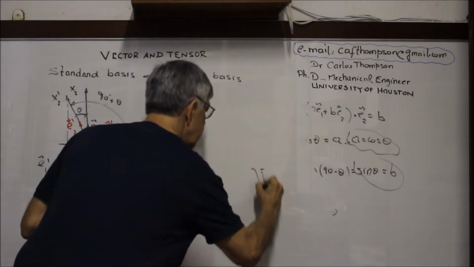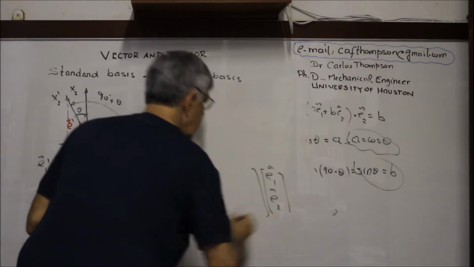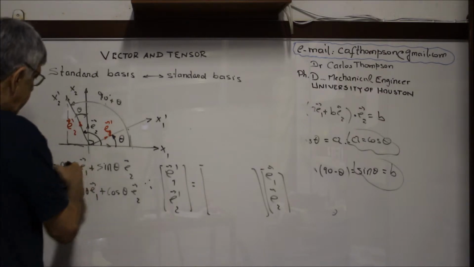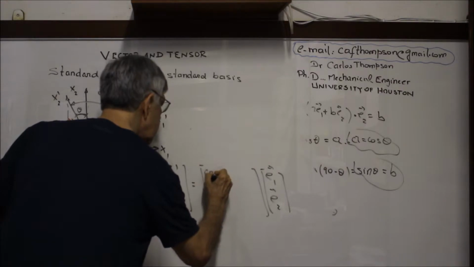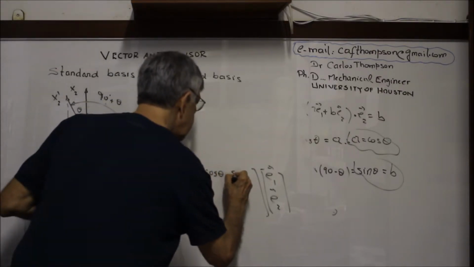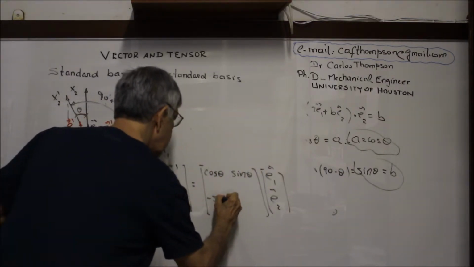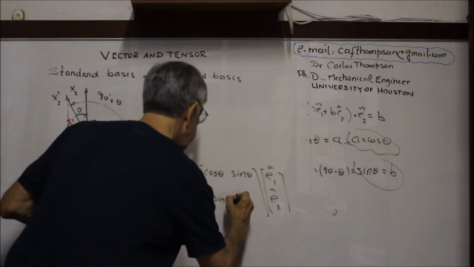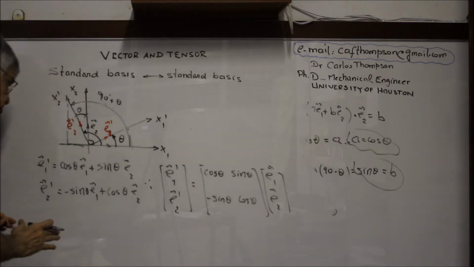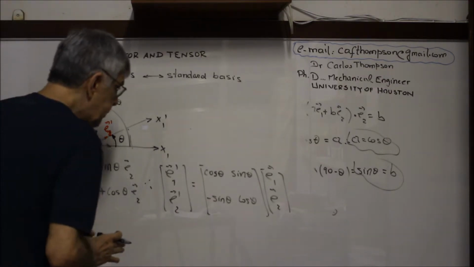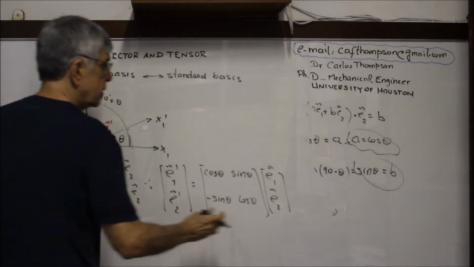It's quite easy. Now here is E1 and E2. Now, cosine of theta, you see the first row and first column. Here is cosine of theta. This is sine of theta. This is minus sine of theta. And this is cosine of theta. This is my matrix. It would be a good exercise if you just do the opposite.